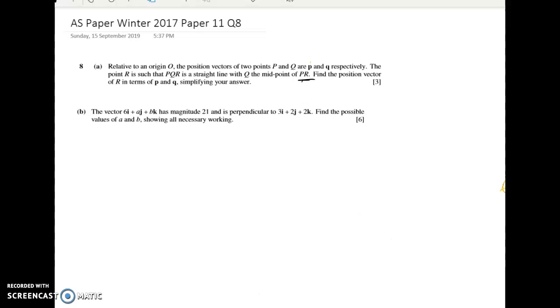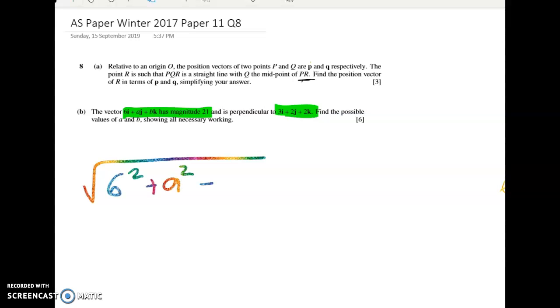Okay, next vector, 6i plus aj plus bk has got a magnitude of 21, and it's perpendicular to this one here. So what we're going to do is write down the information we've got in the question. We know that the magnitude of a vector is what we get from Pythagoras, so it's going to be 6 squared plus a squared plus b squared is equal to 21.